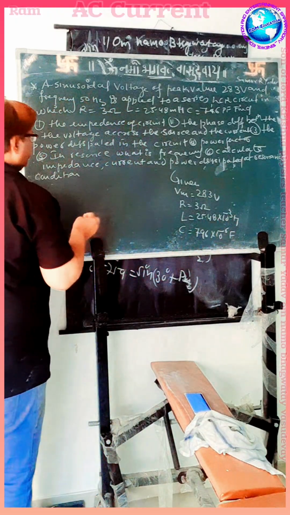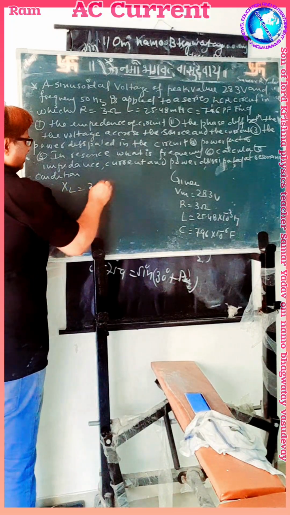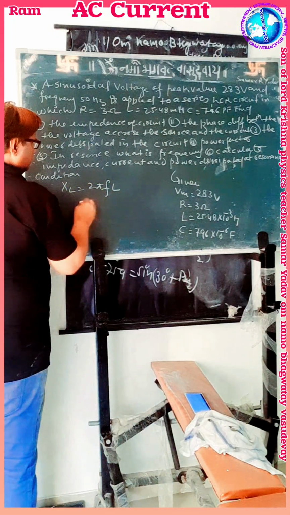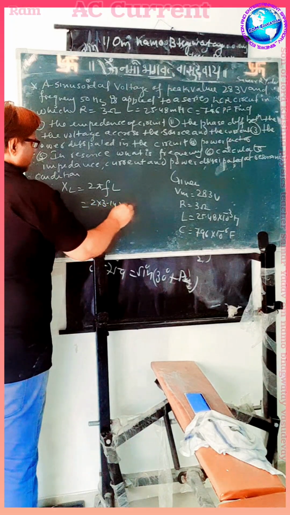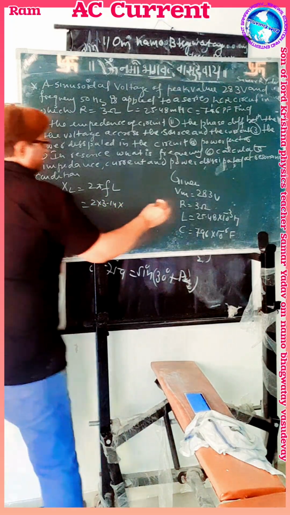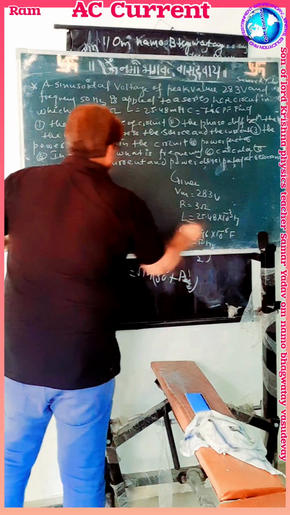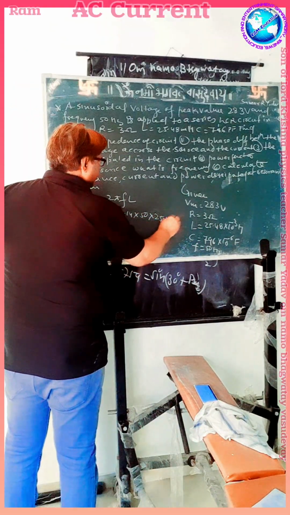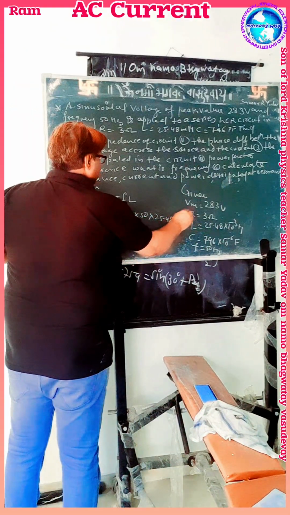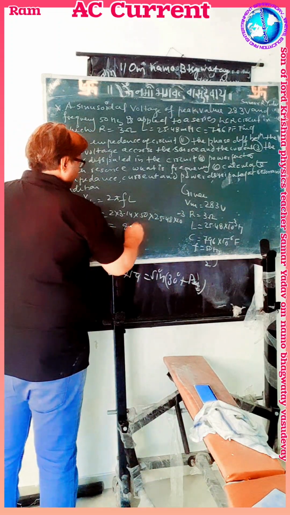Now we know that first we get XL is equal to 2 pi FL. 2 pi is 3.14 into F, that is here given 50 Hz. So you can write here 50 into L, 25.48 into 10 to power minus 3. Simplifying, we will get here 8 ohm.